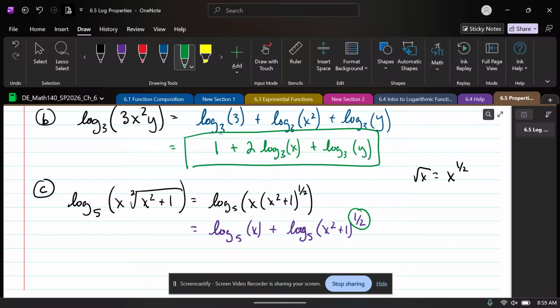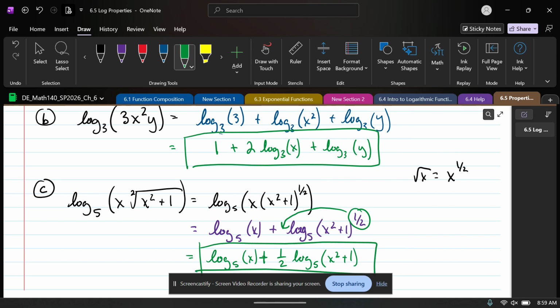So that is the power rule, which is property 7 up there. I can bring that 1/2 down to the front. Plus 1/2 log base 5 of x squared plus 1. I can't go any further there because I don't have any properties that work with addition inside of a logarithm. I only have properties that deal with multiplication, division, or exponents. The addition in there stops me from doing anything else.